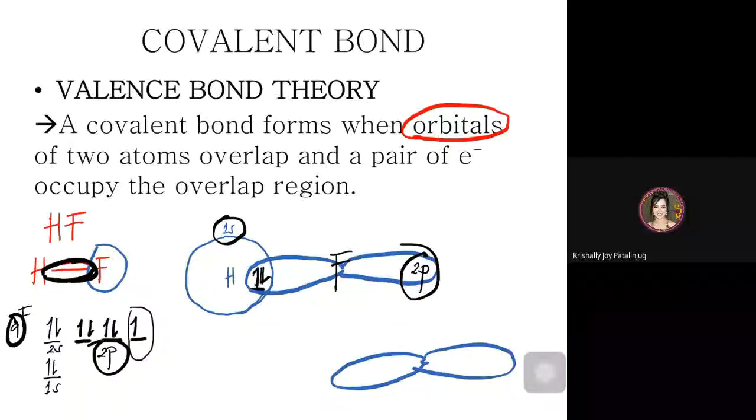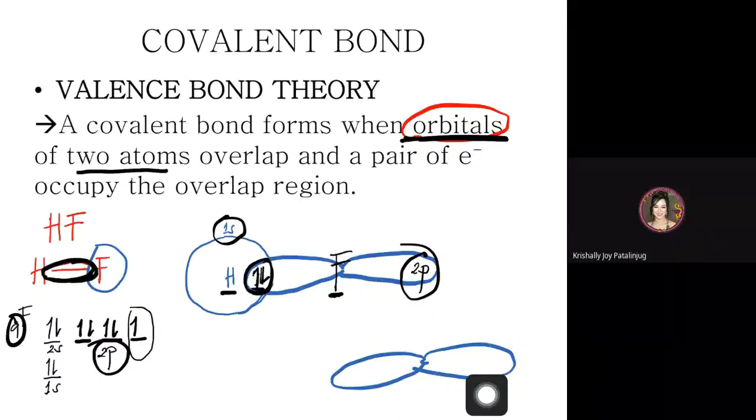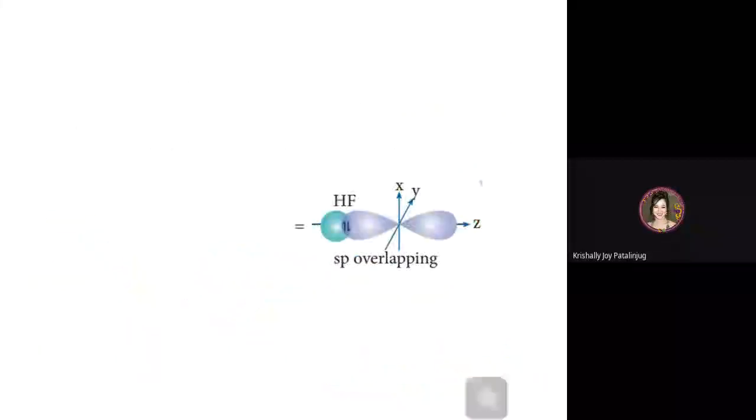Okay, so I hope you got the concept of valence bond theory. You have orbitals of two atoms. Orbitals of two atoms overlap. On this overlapping region, that is where a pair of electrons will occupy, and with opposite spins. Sige, another example.